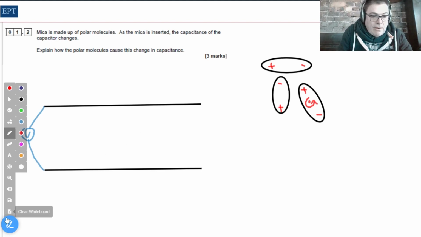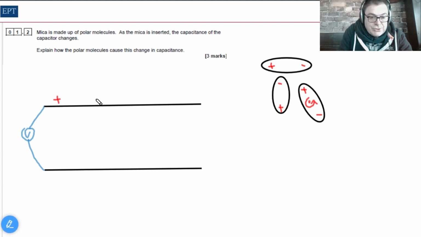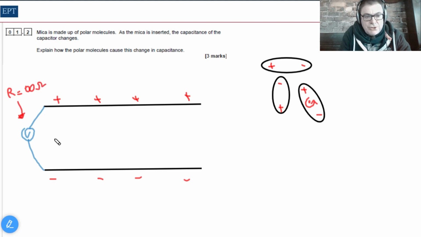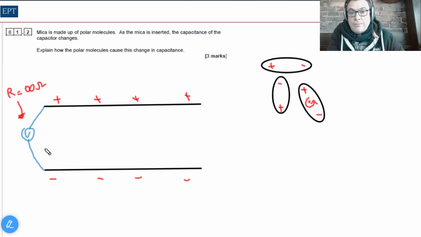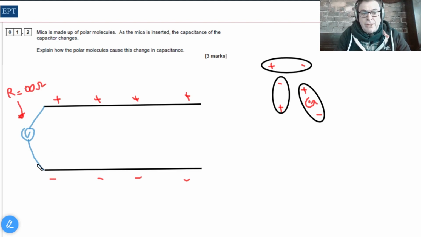Right? Now, I've connected up 2 plates here. The top one is positive, and we're told in the question that the capacitor is charged up and then isolated. Isolated means that no charge can leave and no charge can come on. So we have a fully charged capacitor and it's not going to change. Now, I've inserted a voltmeter here, and it's an ideal voltmeter, which means it has R equal to infinite ohms. In other words, no current can flow through the voltmeter, so no charge is going to leave.